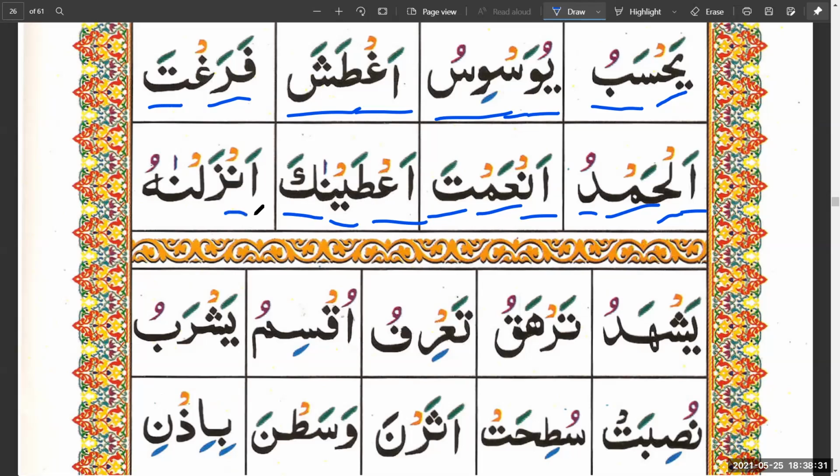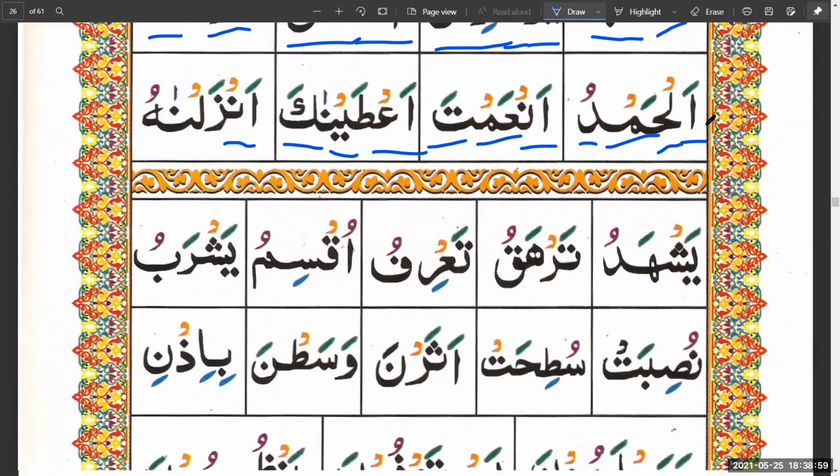Next one, alif fatha, a, noon with a sukoon, an. Then we have a za with a fatha, lam with a sukoon, zal. Then we have a noon with a standing fatha, ha with a dhamma, nahu. So this whole thing would be anzalnahu.